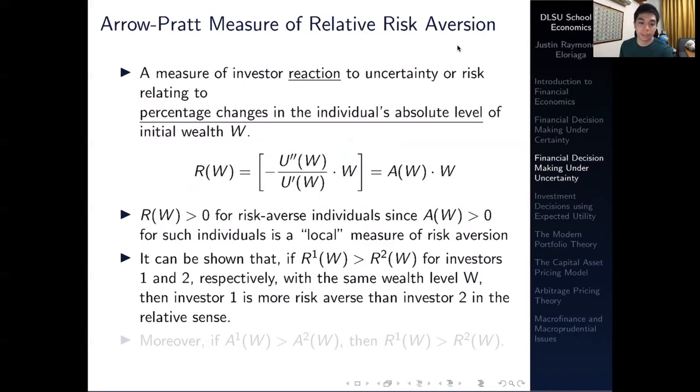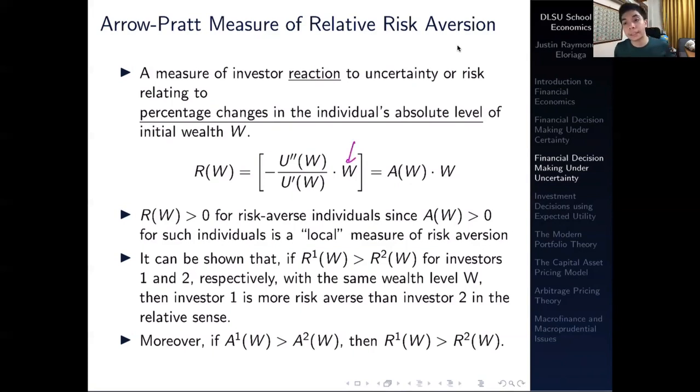Moreover, if A1 is greater than A2, it should also follow that if I calculate the relative measure of that same investor, R1 should be greater than R2. When I draw conclusions using these two measures of risk aversion, the adjustment is just multiplying by wealth, so the adjustment shouldn't change the ordering. So that's a property we observe.